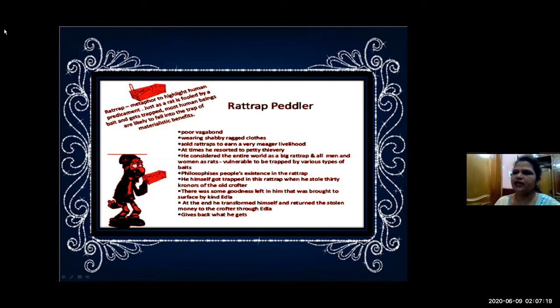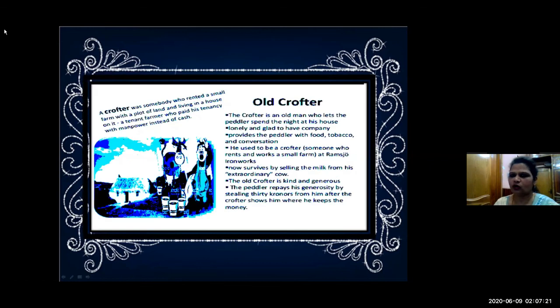So next can be the character of the old crofter. First, you can explain who the old crofter is. A crofter was someone who rented a small farm with a plot of land and lived in a house on it. A tenant farmer who paid his tenancy with manpower instead of cash. He is the old person who lets the peddler spend the night in his house. He is very lonely and is very glad to have the company of the peddler.